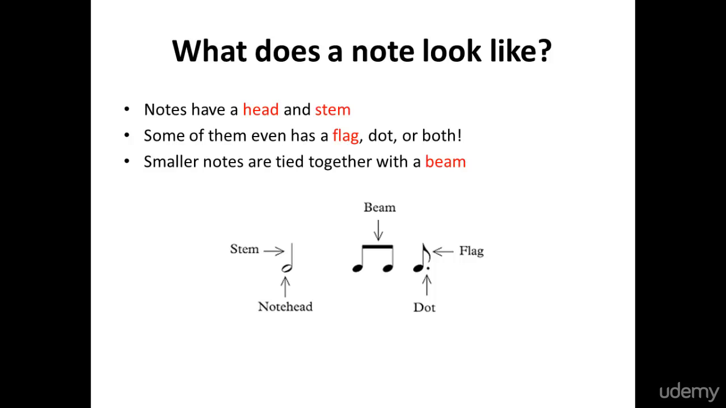Smaller notes in value, as we're going to learn in a moment, have a flag, okay? And to make it a little bit easier to read, sometimes the smaller notes are tied together with this beam, as you can see, the horizontal line.